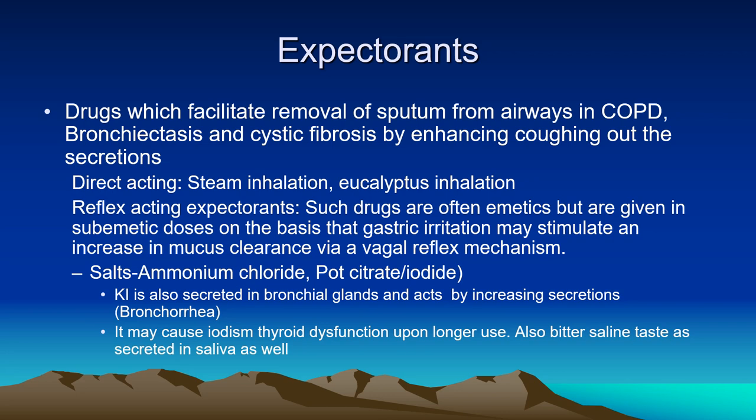A word about potassium iodide. Potassium iodide is a very good drug which increases the bronchial glandular secretions, which are actually thin. Potassium iodide is actually secreted into the glands, so therefore more secretions are there. And this effect is called bronchorrhea. In the same way, it is also secreted in the nasal secretion, so it may also cause rhinorrhea.